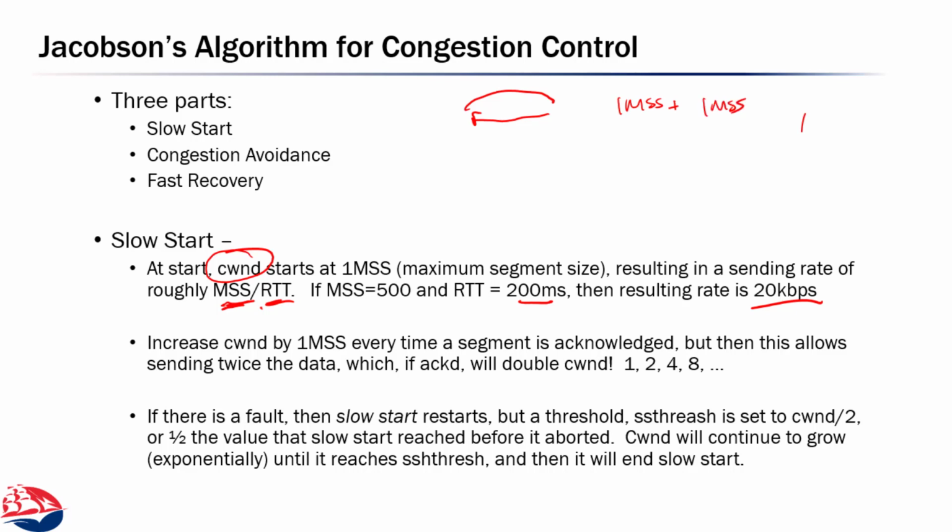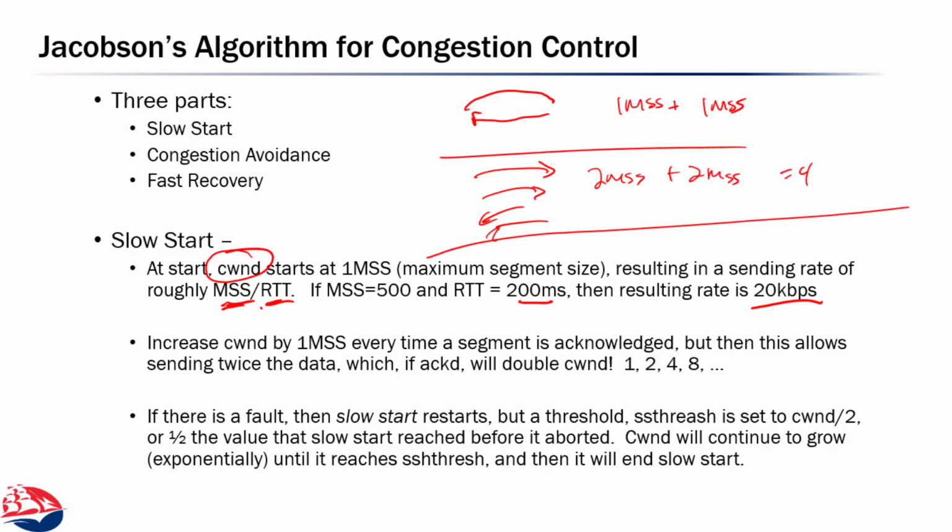So then the next time I go to send some stuff, I'll send 2 at the same time. And if they both get acknowledged without timing out, I was at 2 MSS, and now I get to add 2 MSS. So now I'm at 4. The next time I'll do the same thing. I'll send 4 out. If I get 4 back, then I'll go to 8 MSS, and I'll keep doubling the congestion control window.